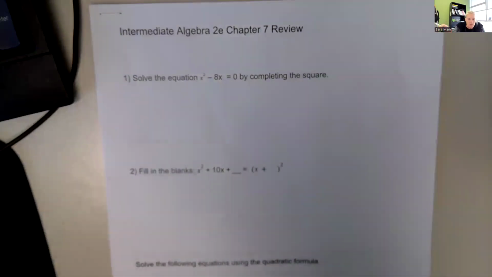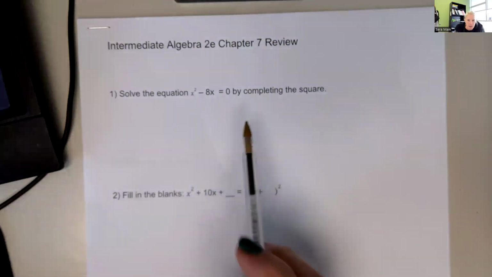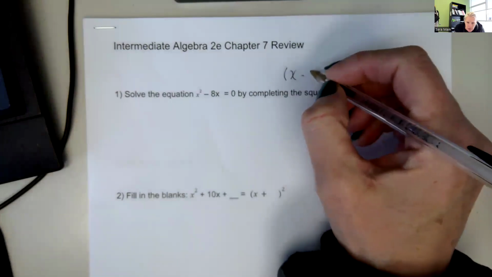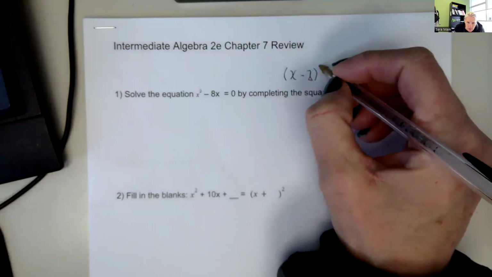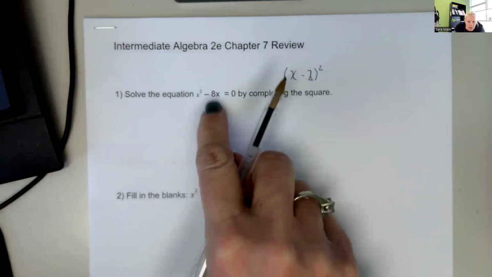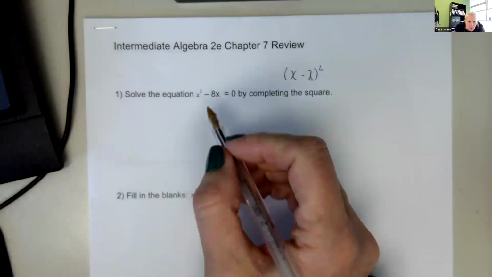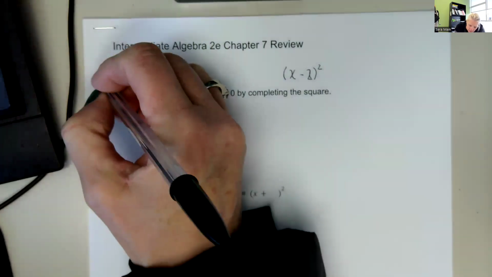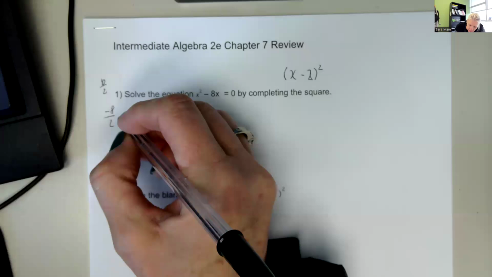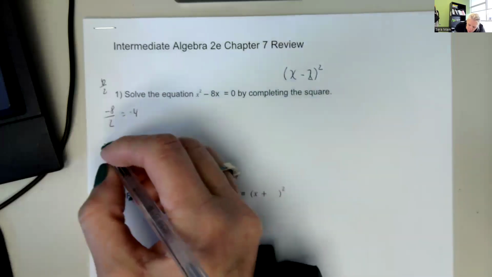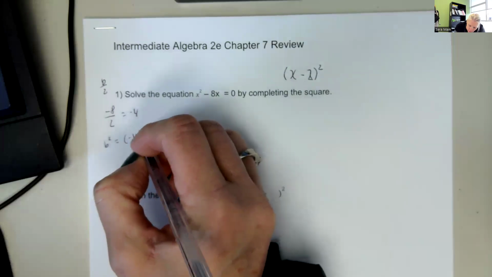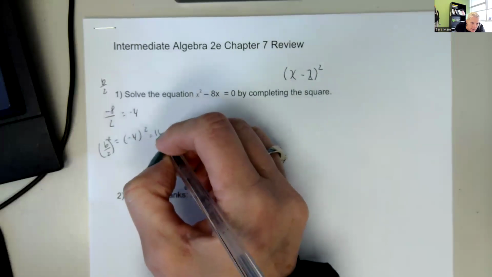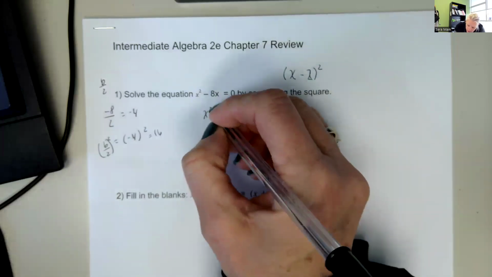Okay, so question number 1 is asking us to solve the equation by completing the square. Completing the square is ideally we want to create something that is a perfect square, say, x minus 2 squared. That's what we want to create here so that we can use the square root property to solve. So to do that, we're going to take 1/2 of b, so b divided by 2, and that is a -4. And then we're going to take b divided by 2 squared, so a -4 squared is 16. That's what we have to add to both sides.